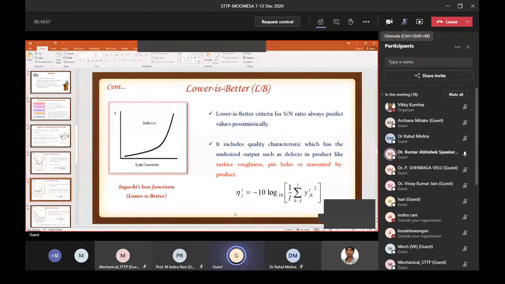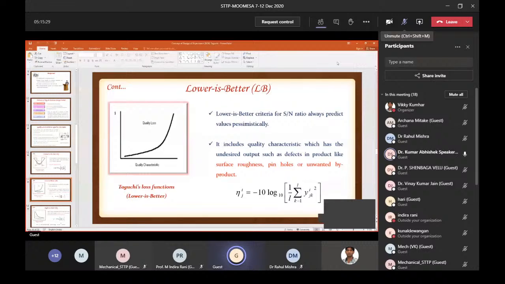Actually, what I am trying to say here is that if you are doing any casting process, and in the casting, whatever product you have found, if there is a pinhole, or if you are doing any machining operation, then the surface roughness of that product should be minimized. So depending upon the nature of the output response, that signal to noise ratio has to be determined.